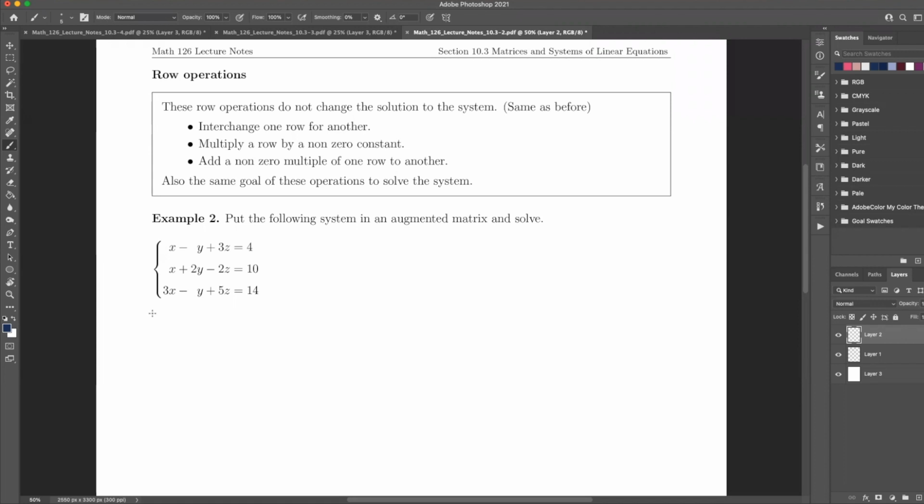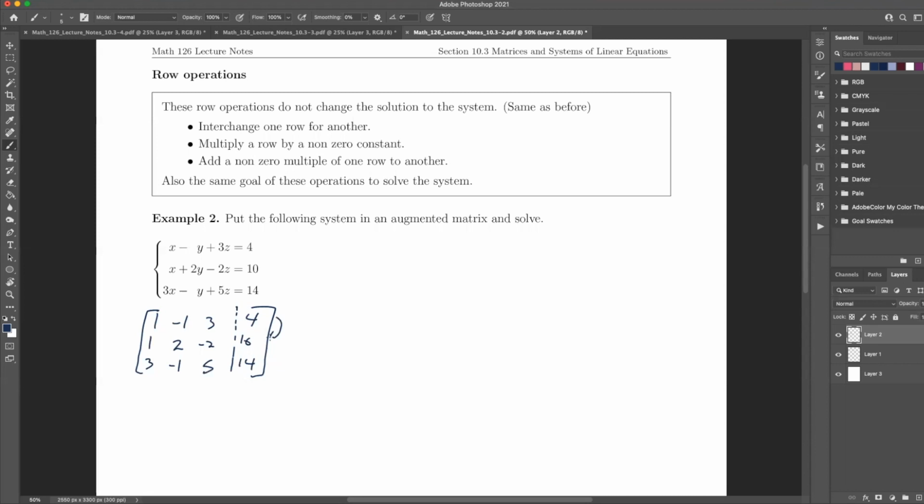So this is 1, -1, 3, 4, and then we'll have 1, 2, -2, 10, and then we'll have 3, -1, 5, and 14. Here I'm just encoding into this augmented matrix the values here. The first thing we want to do is make this a 0. That's our first step. Get rid of this term, or make this a 0.